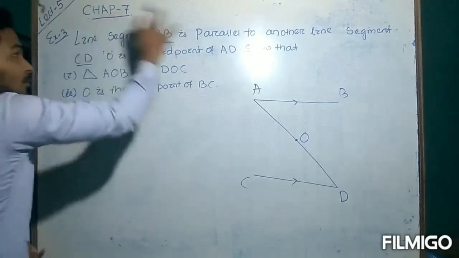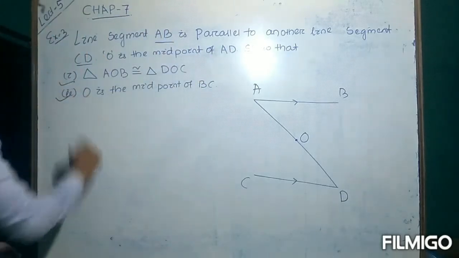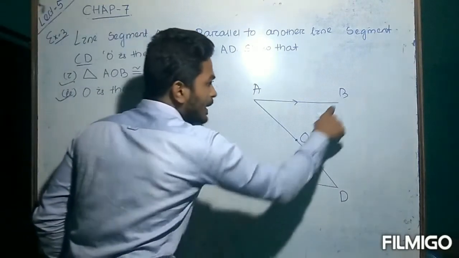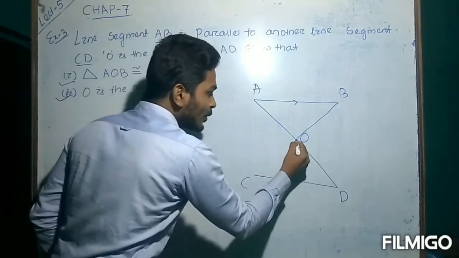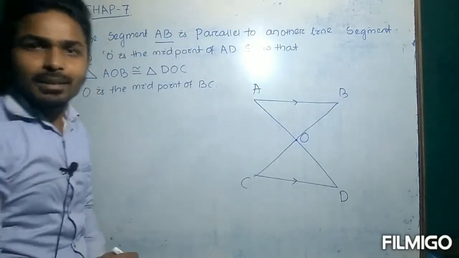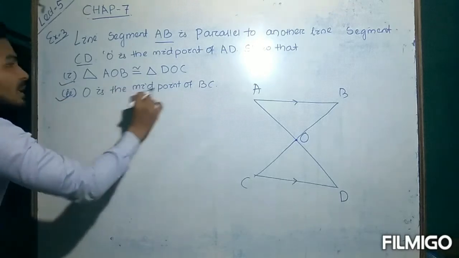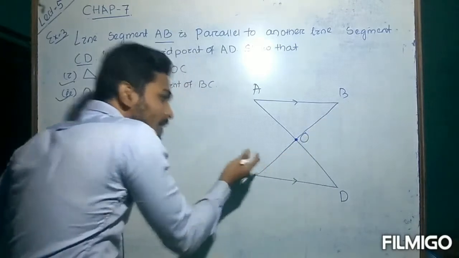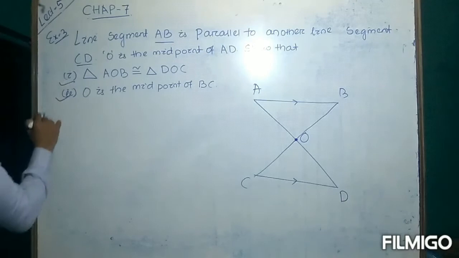Understood? Now from the following data we have to prove these two statements, that the triangle AOB, in order to find the triangle we have to join O and B and join O and C. That means we have to join BOC. Simple. Understood? And we have to prove O is the midpoint of BC, this O is the midpoint of the line BC. We have to prove. Okay? So let us prove the first statement.